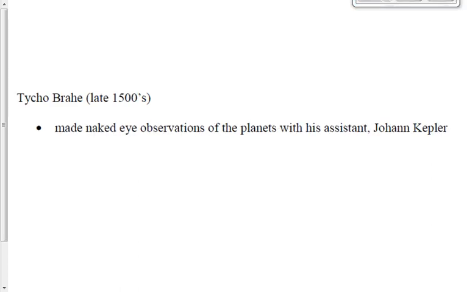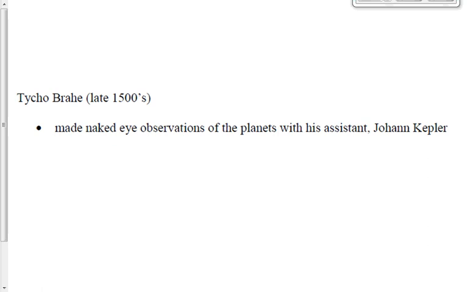Let's fast forward another 50 years-ish. Tycho Brahe. This is kind of an odd one. You'll never forget this guy. I'll tell you a little story about him in a minute here. He observed the stars. He observed the planets. And that's it. He took some measurements.